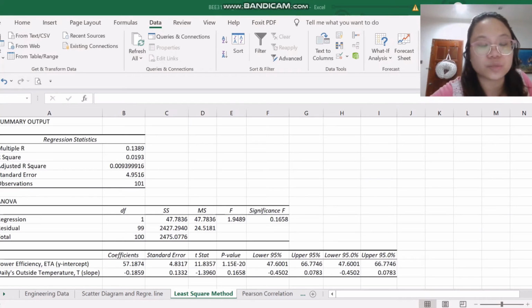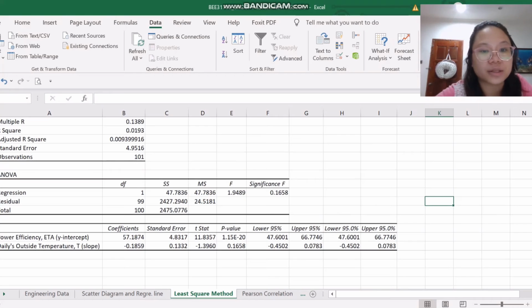I will present the simple linear regression model using the least squares method from the Microsoft Excel software. This is the summary output that we have. First, we get regression statistics: the multiple R, which is the correlation coefficient, is 0.1389. Then R square, the coefficient of determination, we get 0.0193. Then adjusted R square is 0.0093. Standard error is 4.9516. Standard error indicates how far the actual points are from the regression line. Then we get observations, 101.